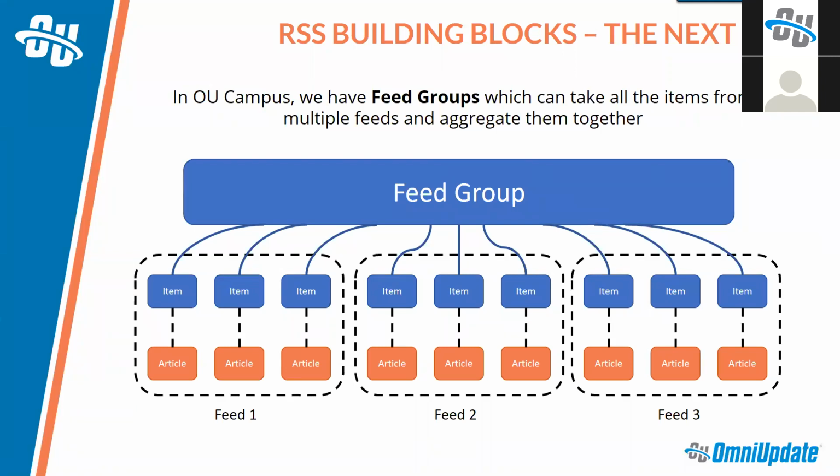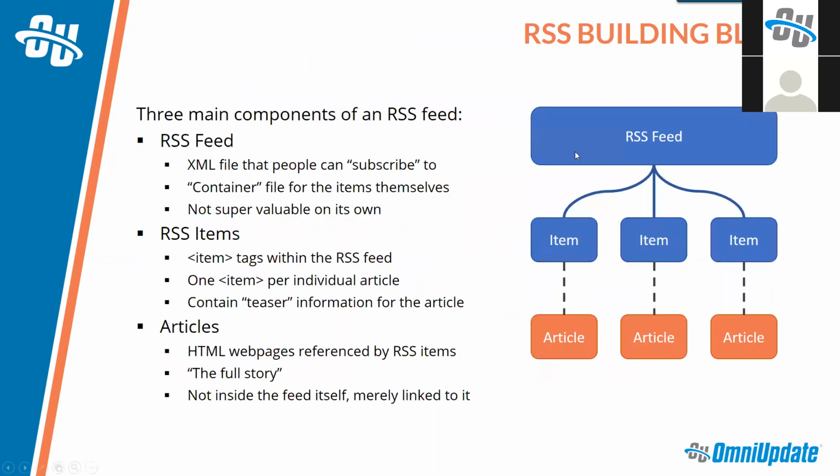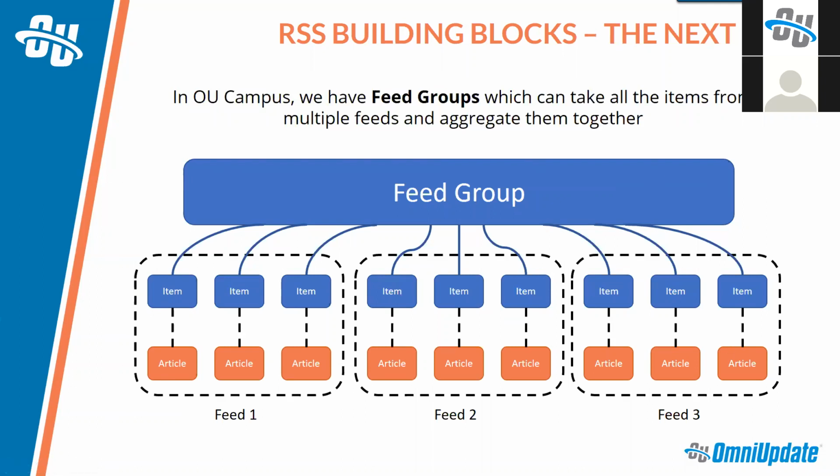I'm assuming that most of you are probably at least familiar with the basic schematic that we saw over here on my first slide. So with all of that in mind, that's the basics of what OU Campus lets us do from a structure standpoint of the RSS. Now let's talk about why we want to archive in the first place.